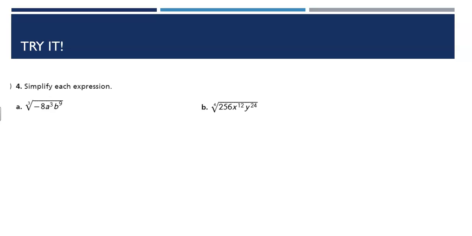I want you to try these two. I'm going to give you a little help here. I would say you could separate these out a little bit. You could do the cubed root of -8, you could do the cubed root of a, and you could do the cubed root of b to the 9th. That would be one way to start it. The little division trick I showed you works really well too.